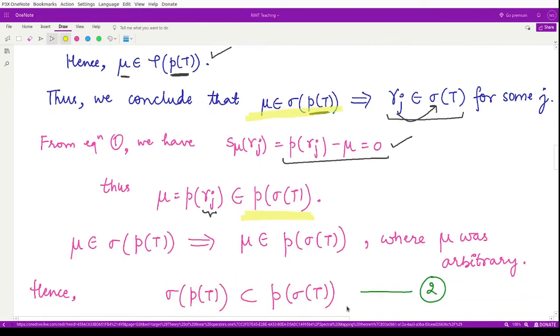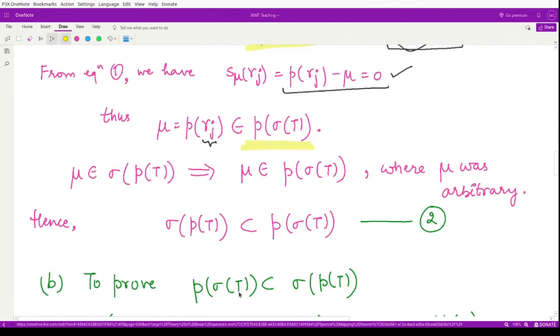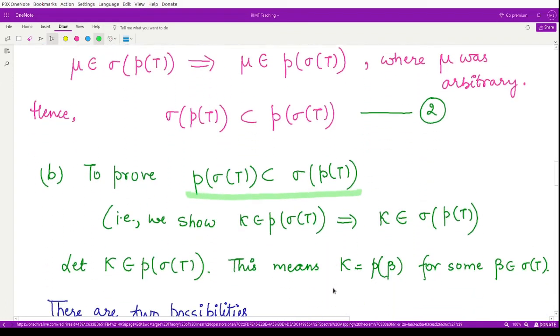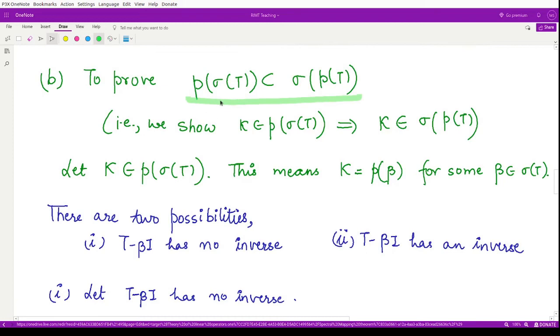and this proves our first part. For the second part, we wanted to prove P of sigma of T is contained in sigma of P of T. So again, we will consider an element in the first set, and we will show that it also belongs to the second set. So we assume kappa is some element in P of sigma of T. We will prove this kappa belongs to sigma of P of T.